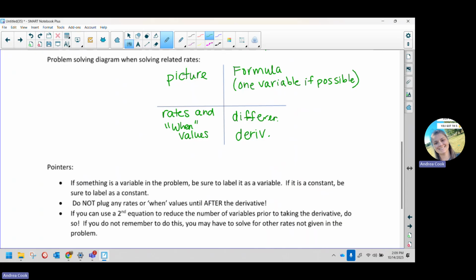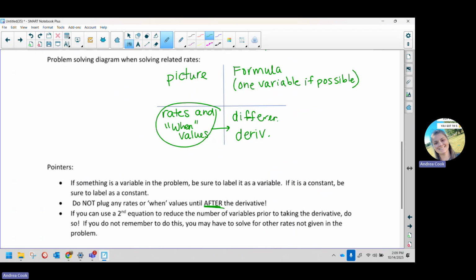A few pointers. If something is a variable in the problem, you have to label it as a variable. How do you know if something's a variable? If over time it's changing, it's a variable. If something remains constant over time, then you can label it as a constant. Do not plug in any rates or when values until after you find the derivative. You can never go across and put it into the original.